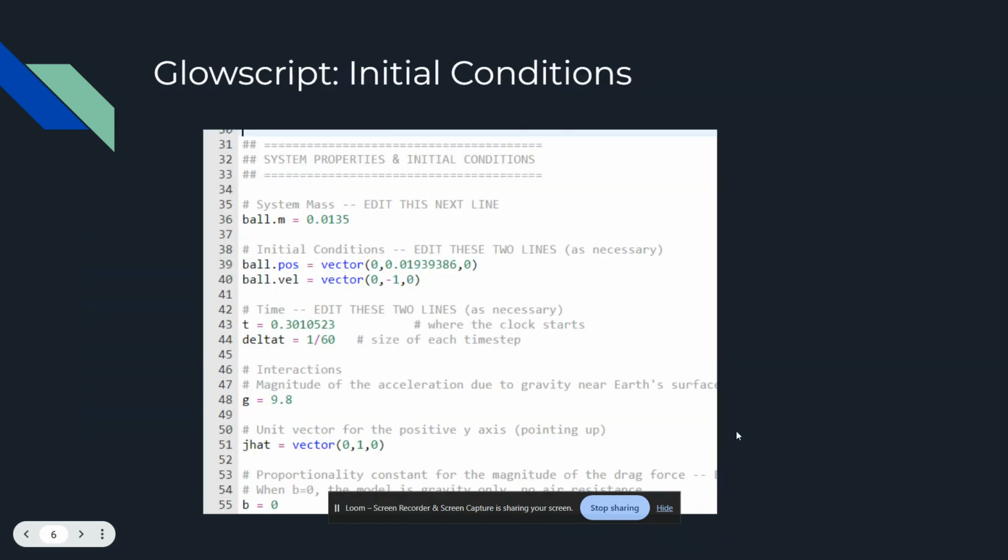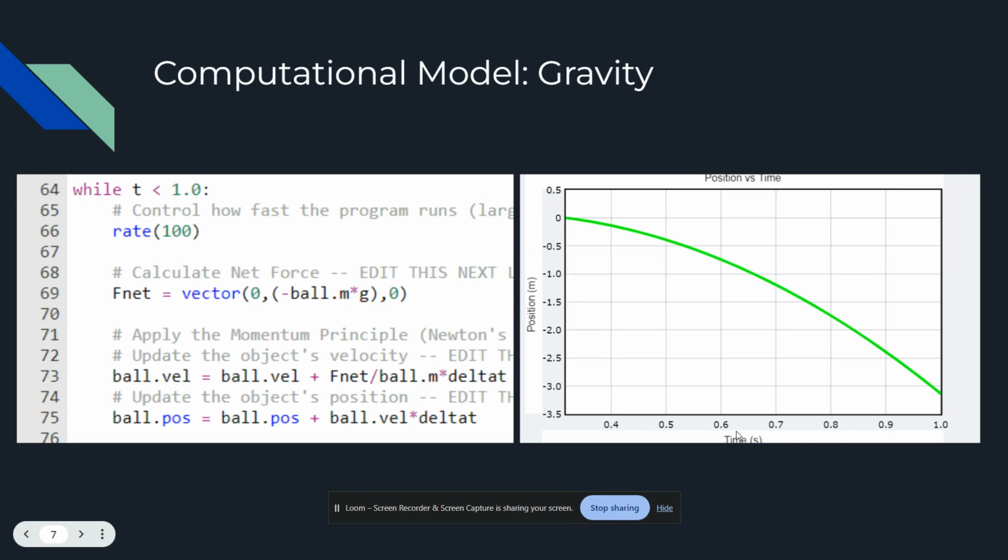Now here are my initial conditions for the computational model used. We can see that I set the mass of the paper ball to 0.0135. I set the ball's initial position vector to approximately 0, 0.194, and 0. Additionally, I've set delta t, or the size of each time step, to 1/60 as the Tracker also increments by this value. The value of acceleration due to gravity has been set to 9.8, and the value for drag is initially set to 0 as we are not accounting for drag just yet.